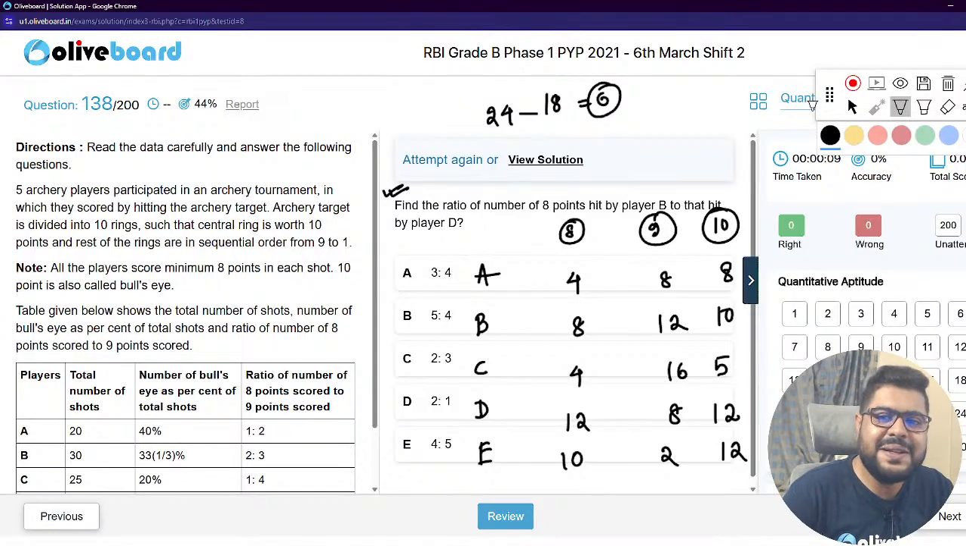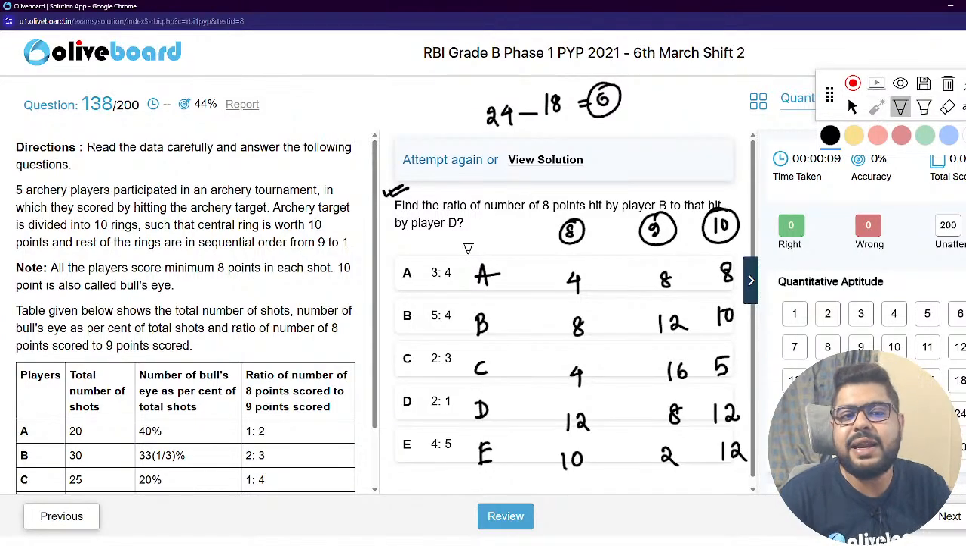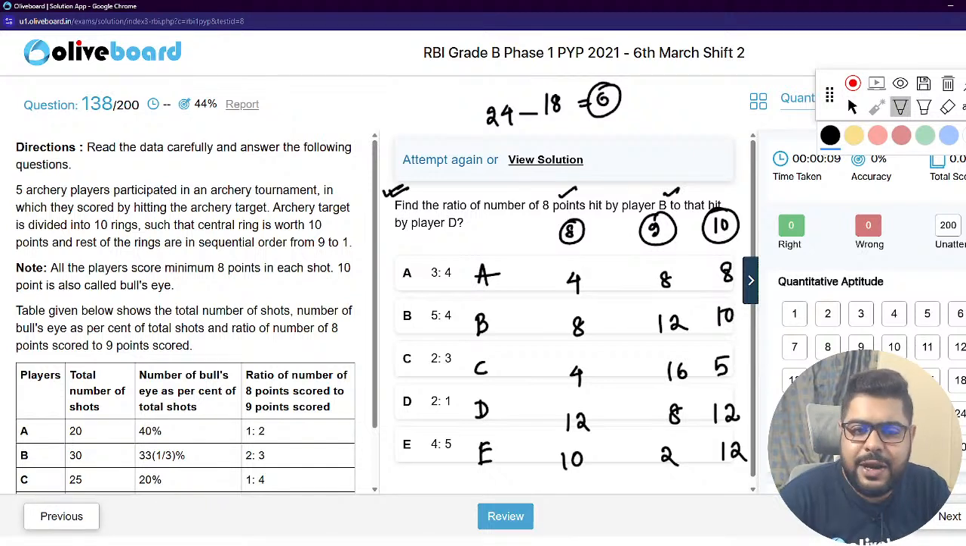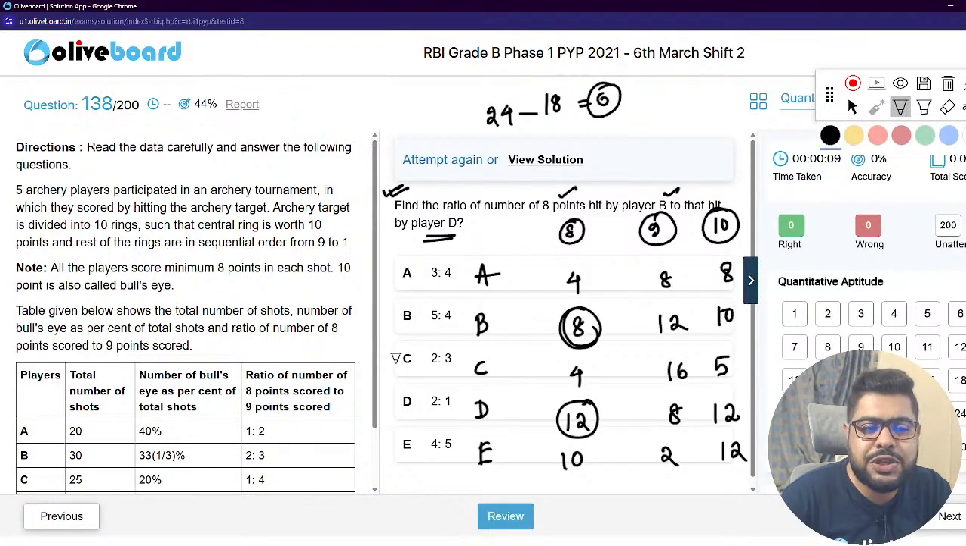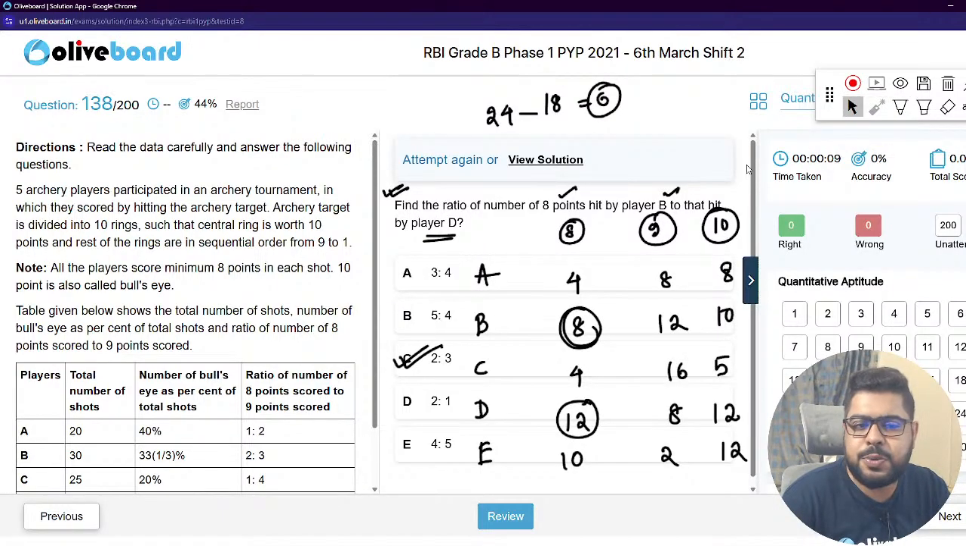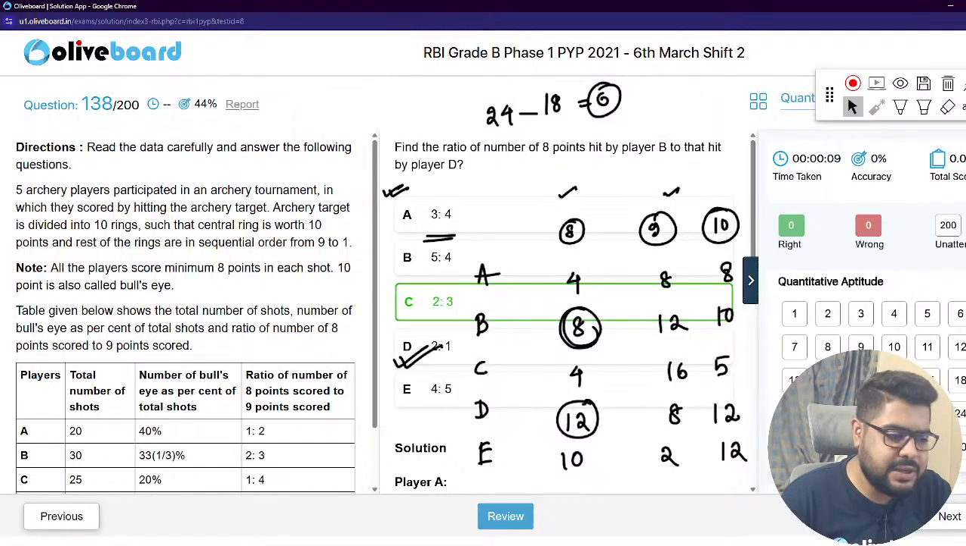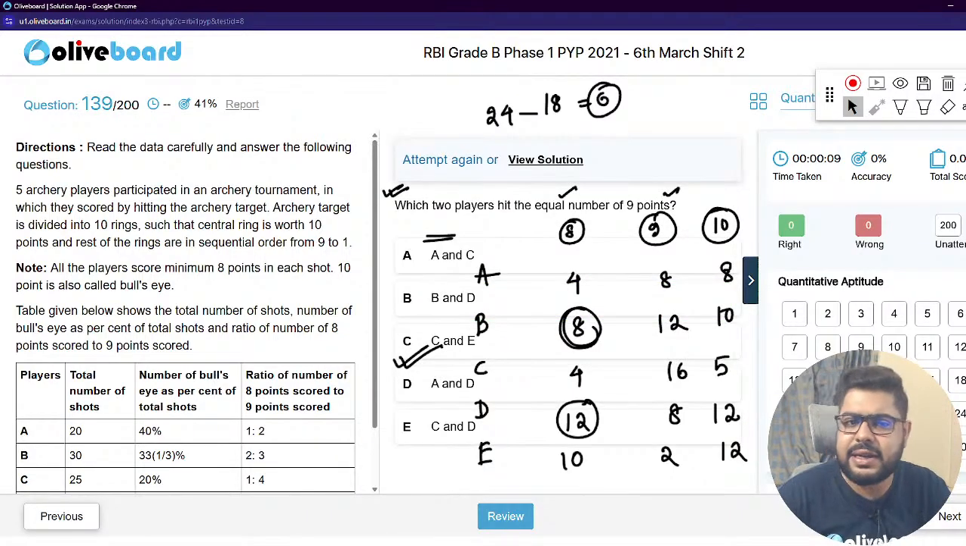This was: find the ratio of the number of 8 points hit by player B to that by player D. The number of 8 points hit by player B is 8, and by player D it is 12. 8 ratio 12 means 2 ratio 3. Option C is the correct answer, most definitely.